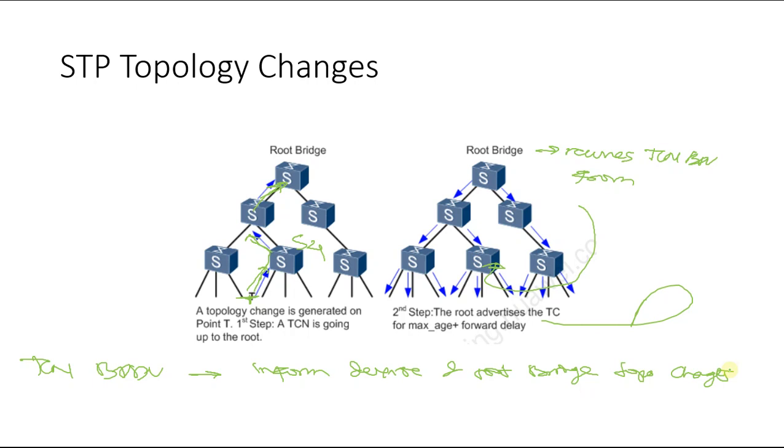The configuration BPDUs with the TCA bit set to 1 are used by the upstream device to inform the downstream device that the topology changes are known and to instruct the downstream device to stop sending TCN BPDUs. Configuration BPDUs with the TC bit set to 1 are used by the upstream device to inform the downstream device of the topology changes and instruct the downstream device to delete the MAC address entries. In this manner, fast network convergence is achieved.